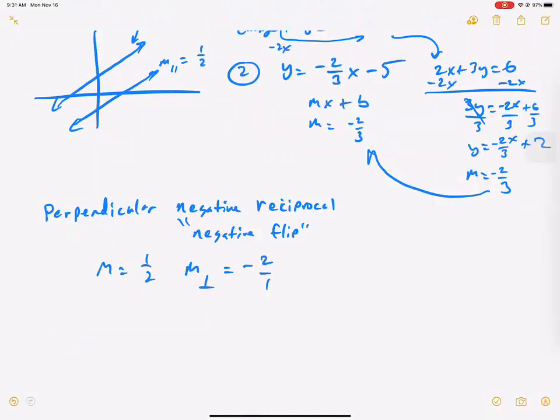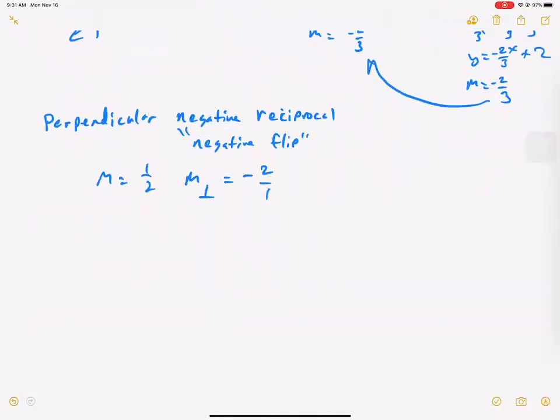I'm going to show you a different method to check this. If I give you the points (1, 2) and (2, 4), so this is line 1, and line 2 here is (3, 5) and (1, 6). Are these lines perpendicular to each other?